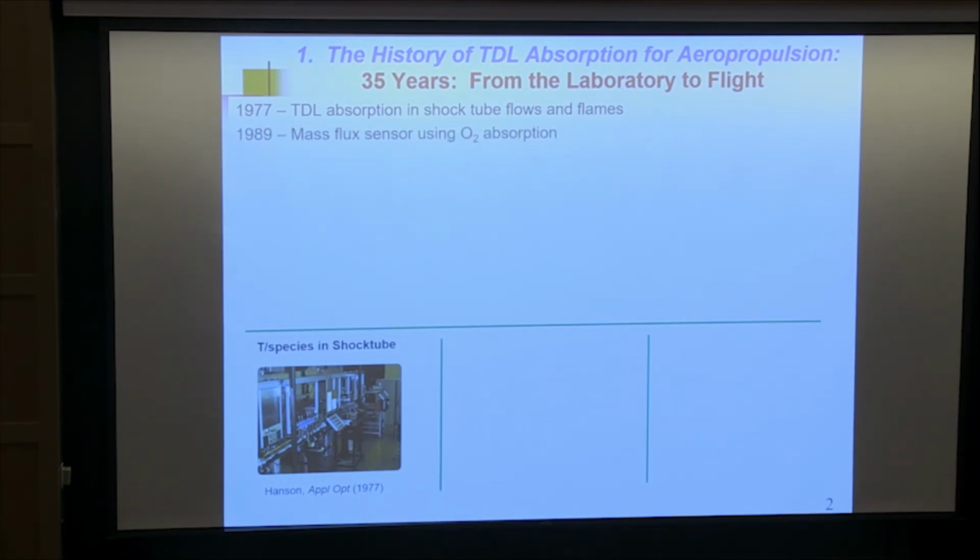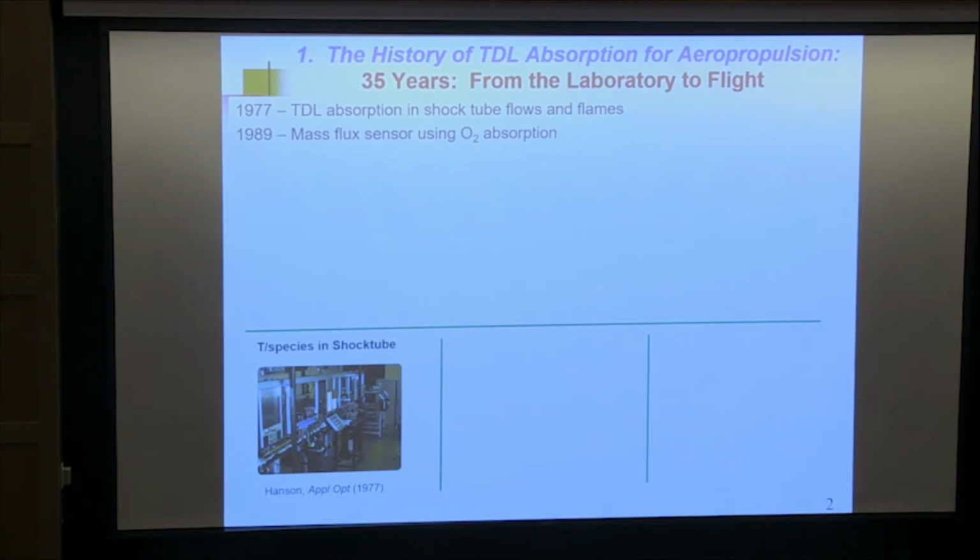Jumping a major step in time: in 1977, the lasers were expensive and complicated. By 1989 or so, lasers were cheap. The telecom industry had gone into a boom, and there were some accidental coincidences between available lasers for telecom and the absorption spectrum of oxygen.